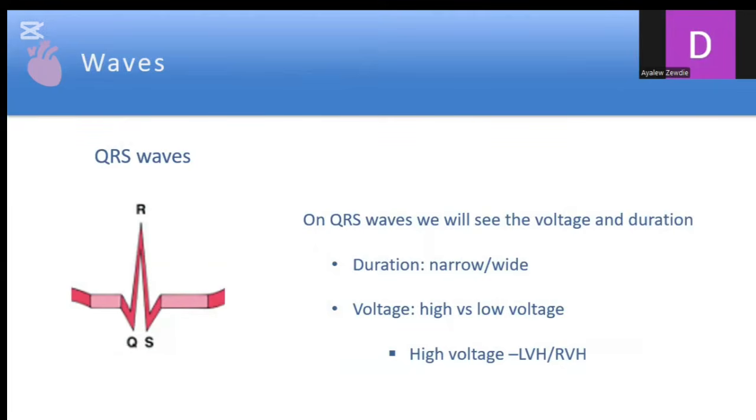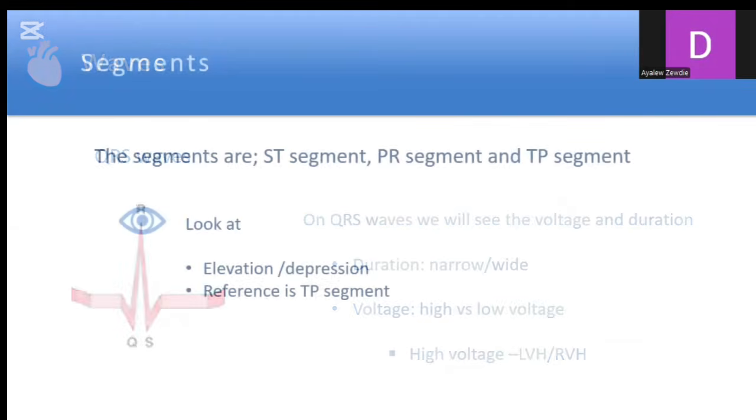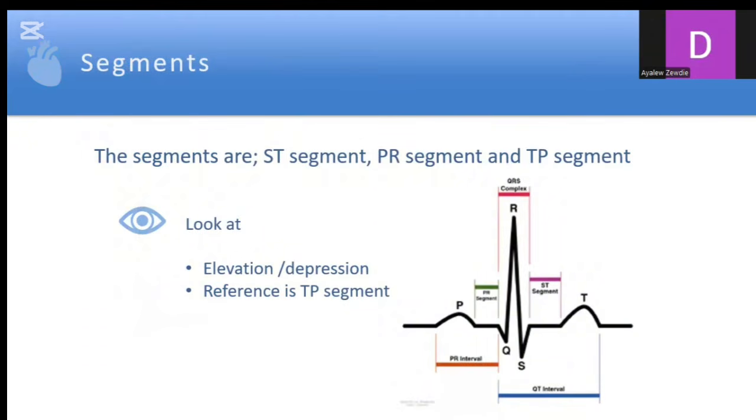The next one is QRS. QRS tells you about the ventricle. One is the duration. It could be narrow when it is less than 3 small boxes. If it is wide, there are many causes for wide QRS. The next is voltage, could be high voltage or low voltage based on voltage criteria. Then the segments: ST segment, PR segment, and TP segment. You check for ST elevation, ST depression, in reference to the TP segment.